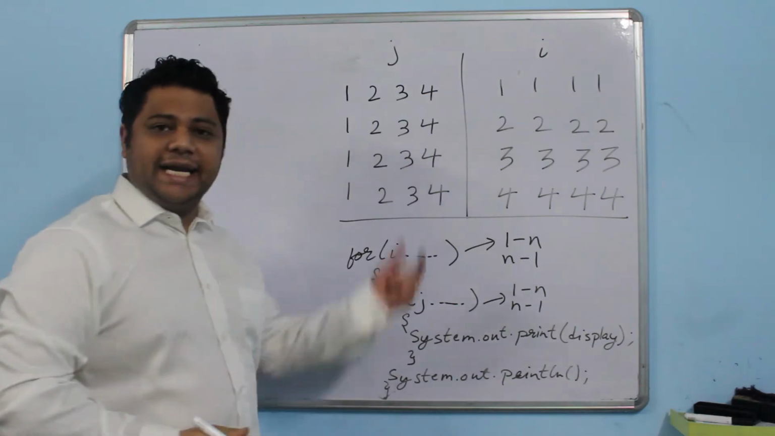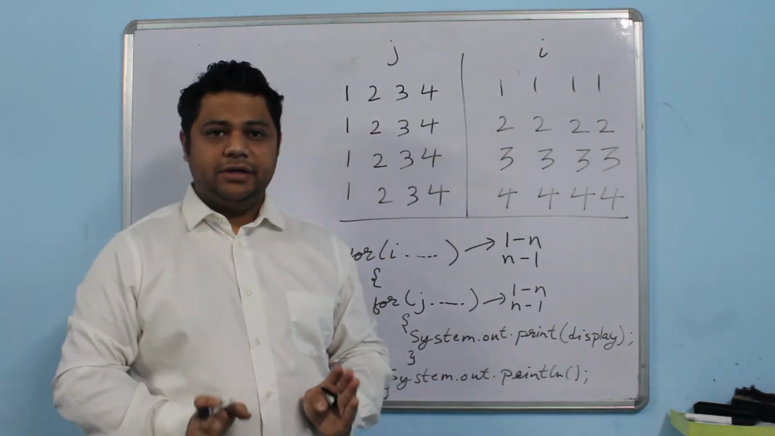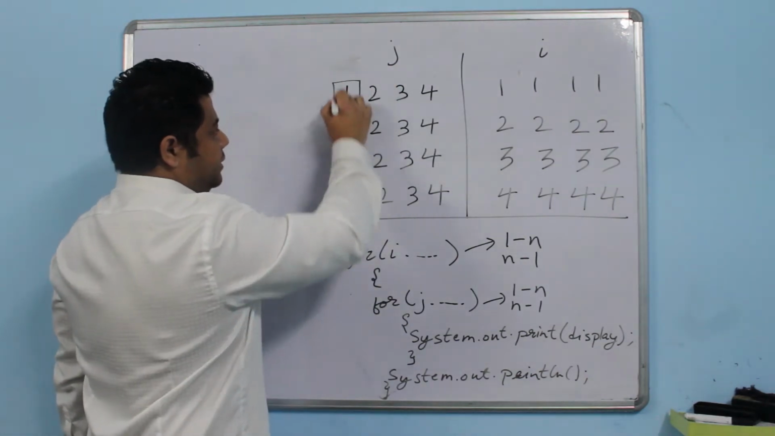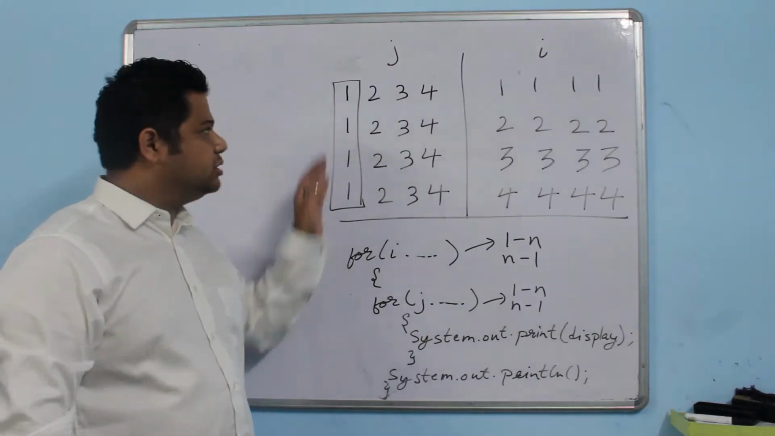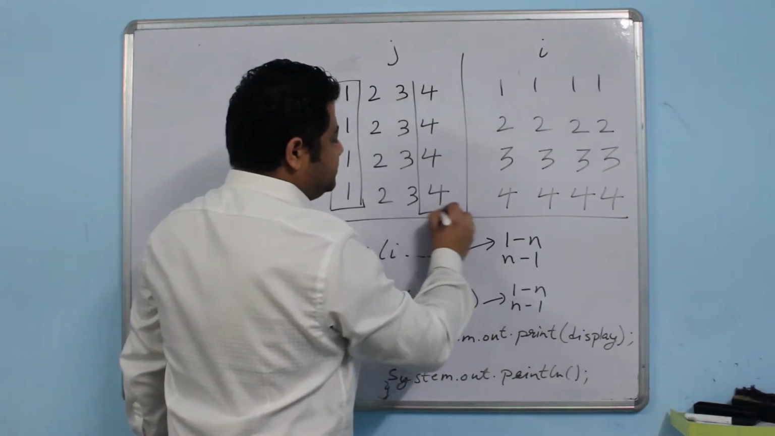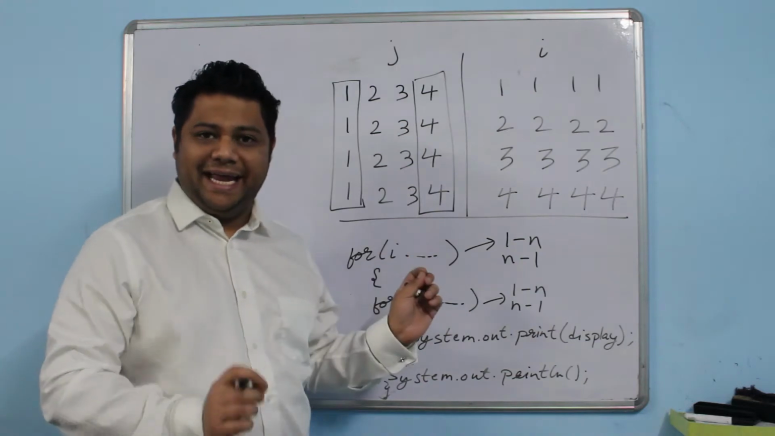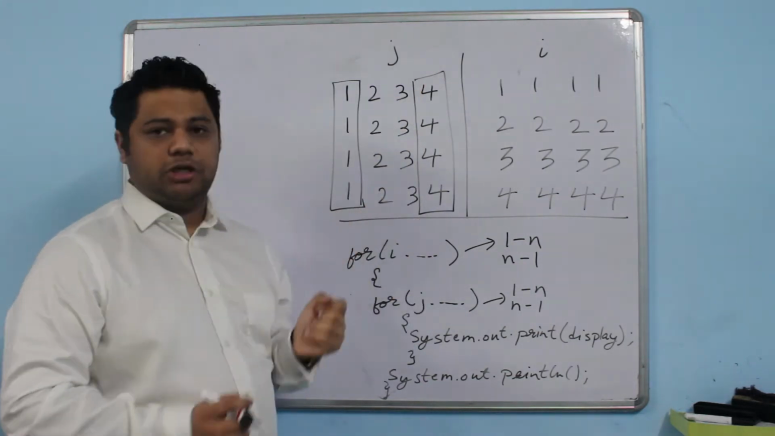So how do we set the starting point of J and I? First let's discuss that. The starting point of J will be placed over here with the help of a rectangular box. So the starting point of J will be 1 and the ending point of J will be 4, 4, 4, 4, that means N. So this is how we place the starting and ending point of J in a box pattern.